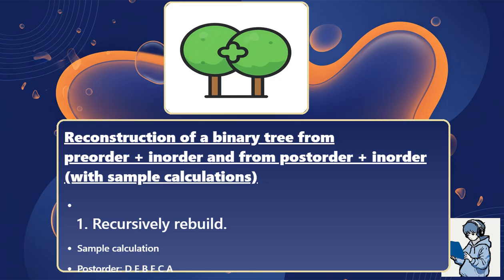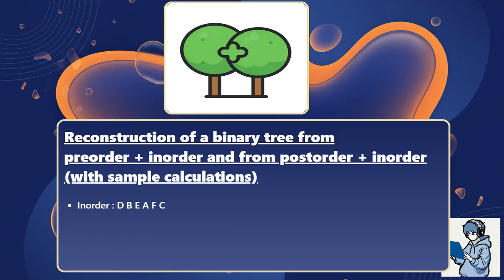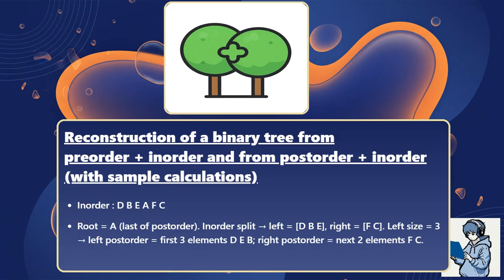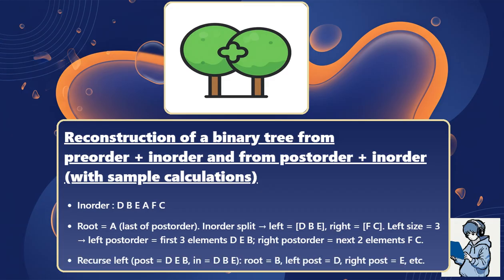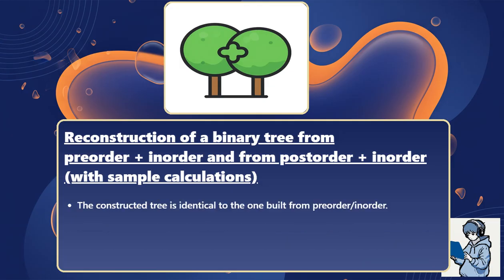Sample calculation. Postorder: D E B F C A. Inorder: D B E A F C. Root equals A, the last of postorder. Inorder split: left D B E, right F C. Left size equals 3; left postorder is the first 3 elements D E B, right postorder is the next 2 elements F C. Recurse left: postorder D E B, inorder D B E, root equals B, left postorder D, right postorder E, and so on. The constructed tree is identical to the one built from preorder and inorder.